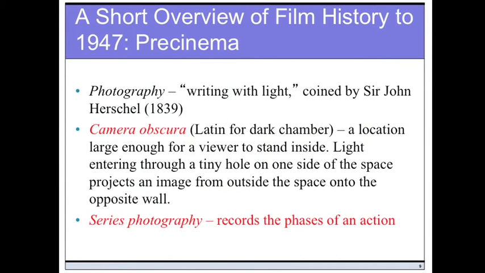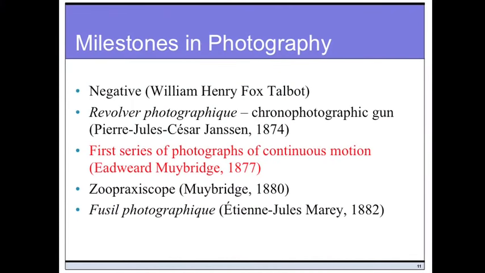The coolest thing that really catapulted film was the series photography, and that is someone took pictures as fast as they could of an action and made a mini flip book, and revealed that when you do it fast enough, it looks like moving images, and that's what film is: moving photographs. So the big milestones. Talbot invented the negative, the film negative, the medium on which film was first printed. But the biggest thing is the continuous motion by Muybridge in 1877.